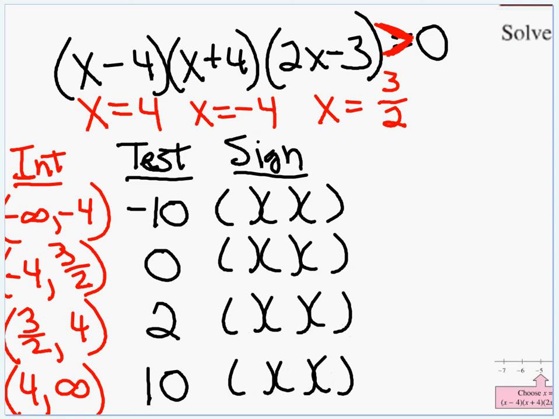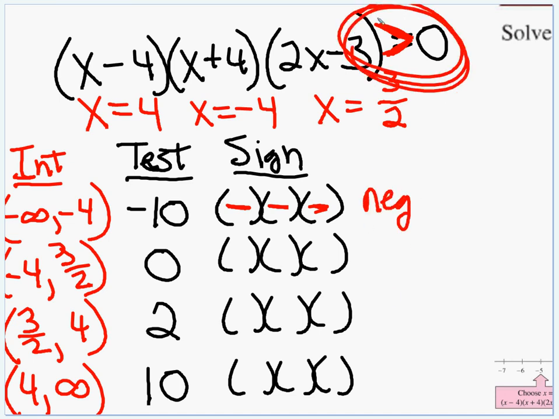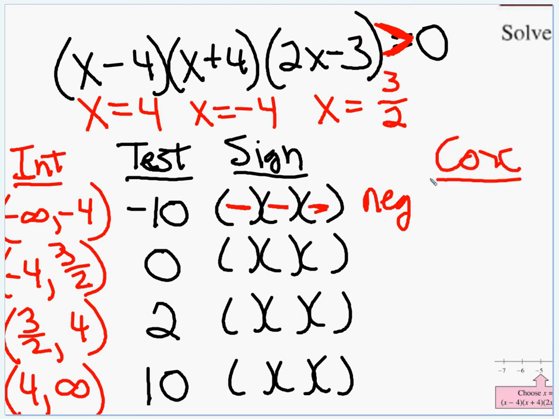So 3 things multiplied. First we're putting in a negative 10, so that's going to be negative here. Negative 10 plus 4 is also negative. 2 times negative 10 minus 3 is also negative. So our first one is negative times negative times negative. And that turns out to be, finally, a negative number. Is a negative number greater than 0? That's going to be false. So our first conclusion is false.